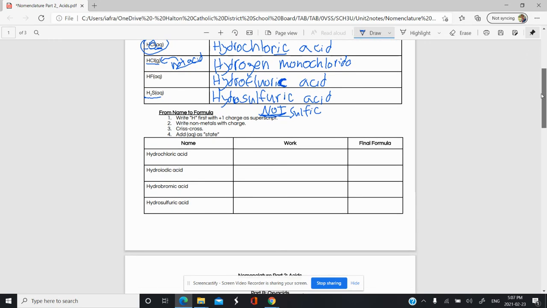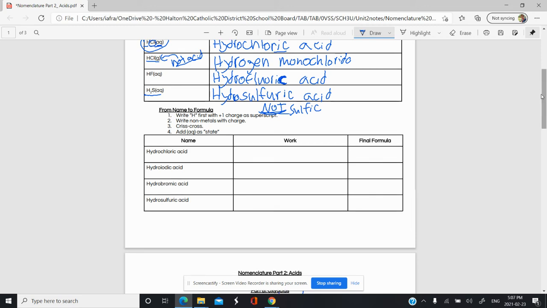You can also write the formula for binary acids from the name. And so what you do is you do a crisscross between the H and the nonmetal that's there, and then you add aqueous as the state. It's not really a state, it's just that it's dissolved, so you add aqueous at the end.